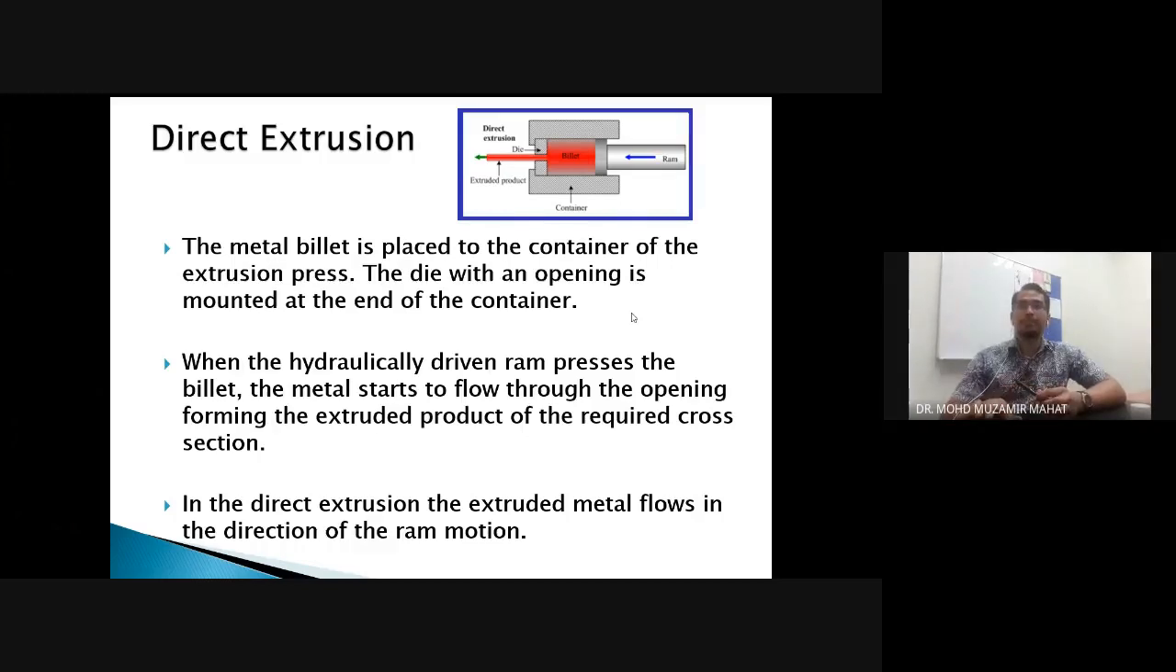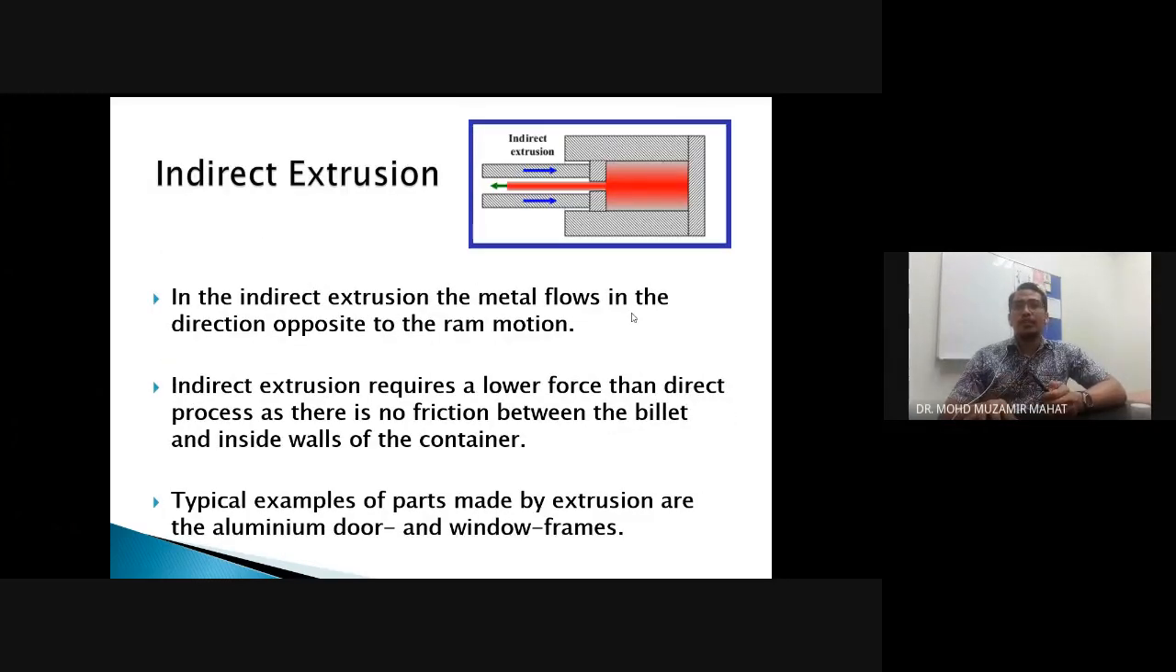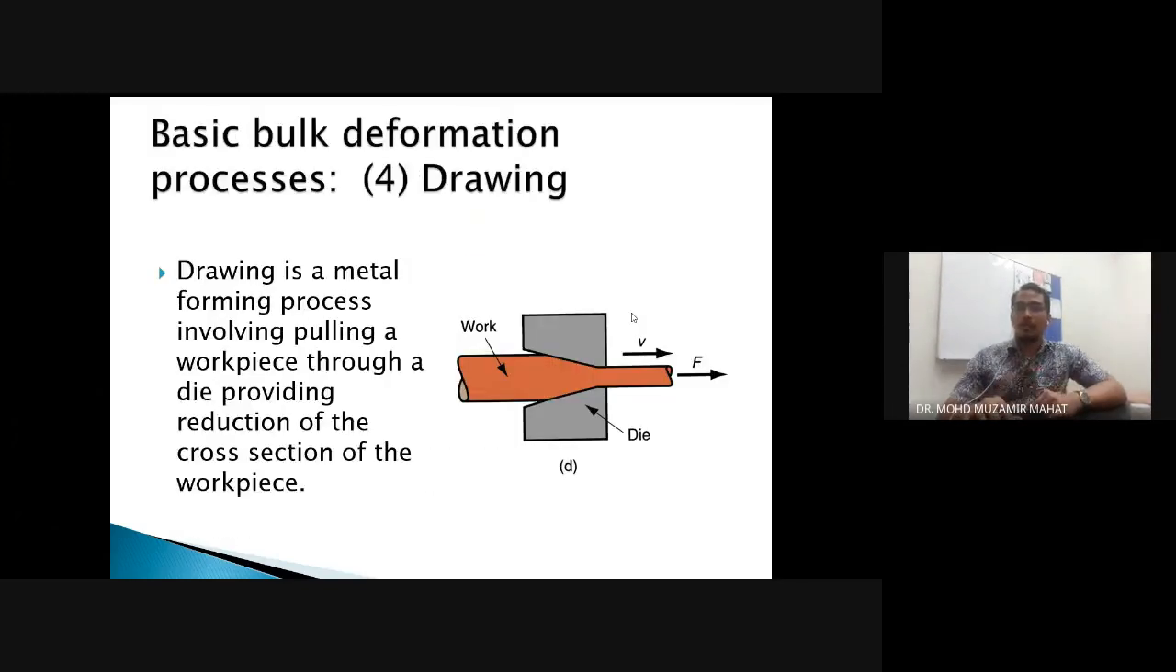Indirect extrusion is different. It means that we have the force at a different angle. Here you can see that the die itself is moving towards the billet, and the billet is only staying over there.